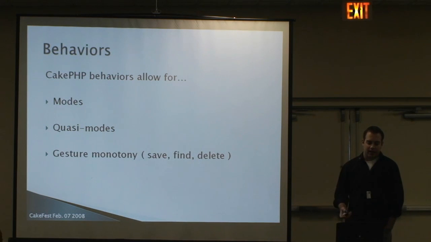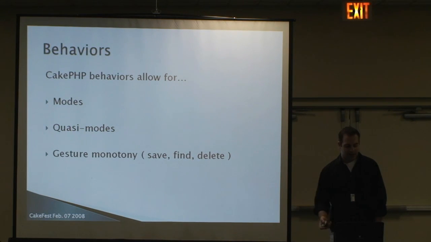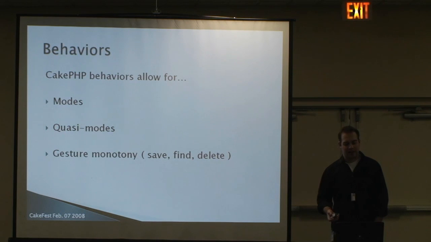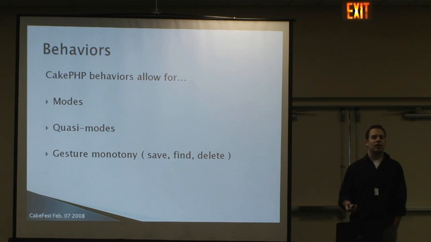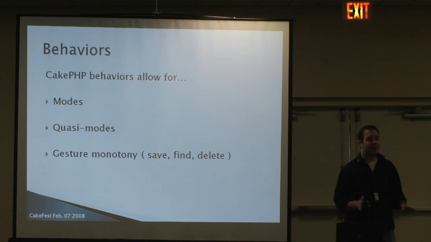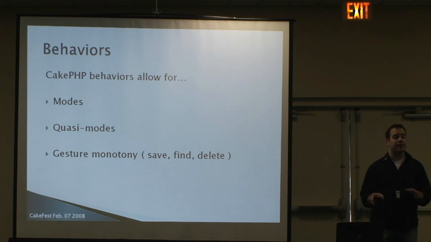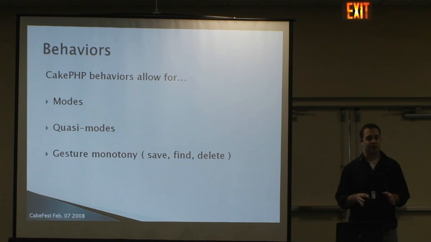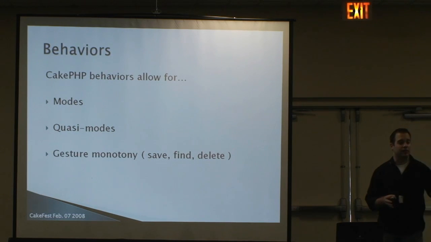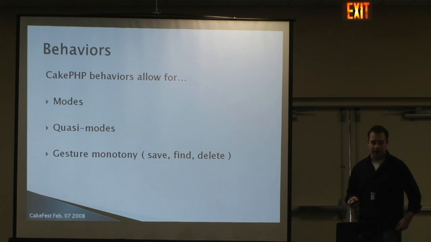Gesture monotony. Originally CakePHP had a little more gesture monotony in its model commands than it does now, because they made it a better programming language. But having to save, find, and delete functions does the same thing in every one of the models. Your content is different, so you're saving different data at different times, but the actual gesture is taking your content and putting it into the database, or wherever you're storing it, depending on your DBO.